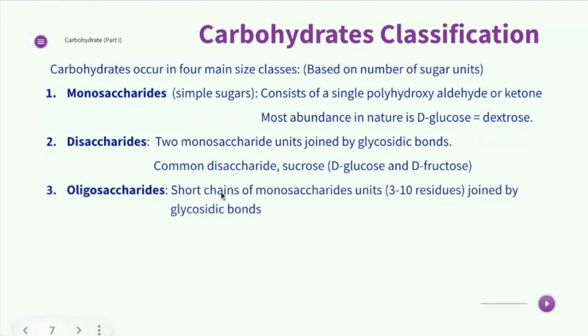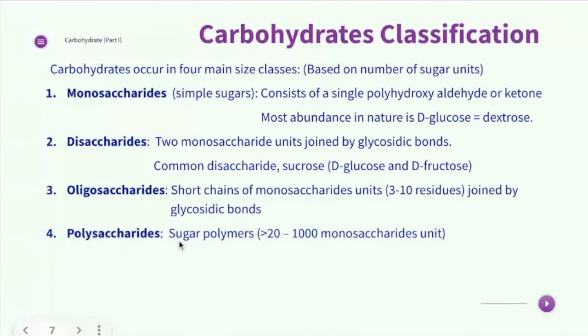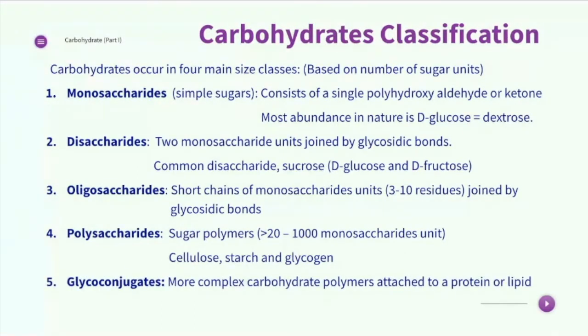And oligosaccharide is a short chain of monosaccharide units. Usually it has 3 to 10 residues joined by glycosidic bonds. And polysaccharide is a long-chain sugar polymer, comprising more than 20, up to 100 or 1,000 monosaccharide units. So usually cellulose, starch, and glycogen are types of polysaccharide. And also we have the glycoconjugate, a more complex carbohydrate structure usually attached to protein or lipids. That is the glycoconjugates.